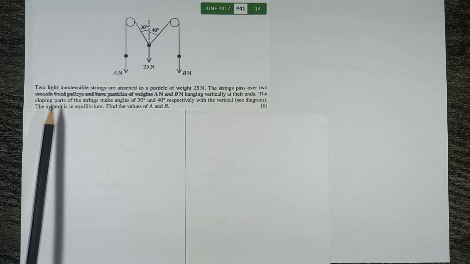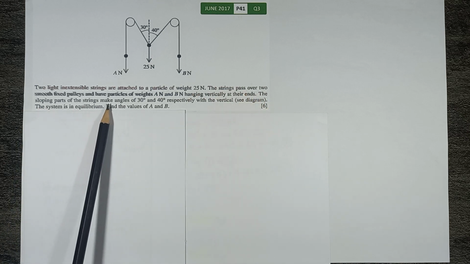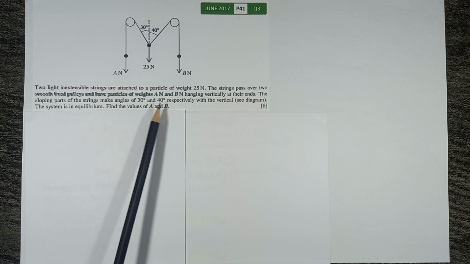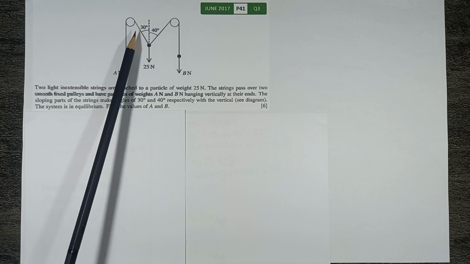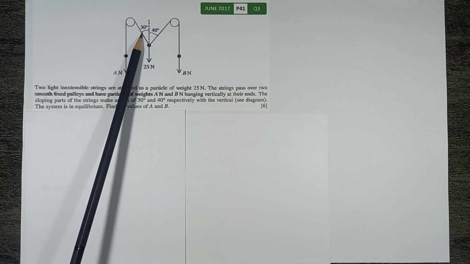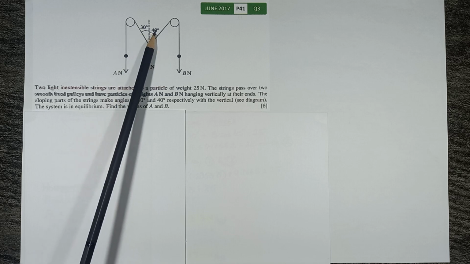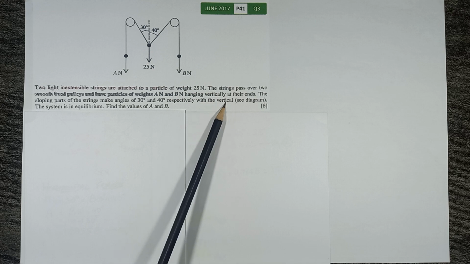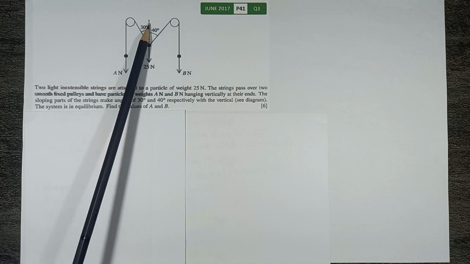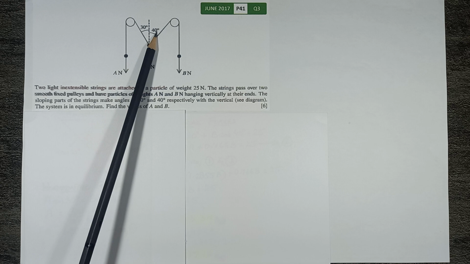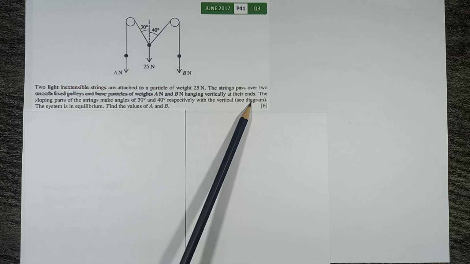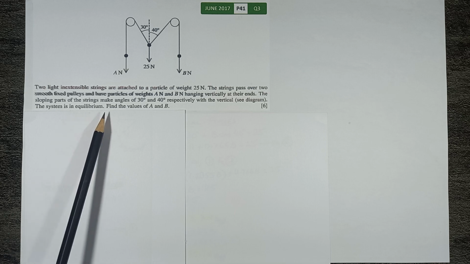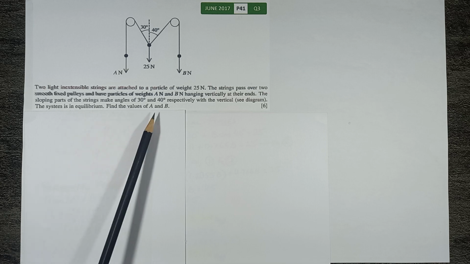The sloping parts of the string make angles of 30° and 40° respectively. As we can see over here, the sloping parts of the strings are making angles of 30° and 40° with the vertical, and this dotted line is the vertical, and these two angles are made with this vertical side. See the diagram, the system is in equilibrium, find the values of A and B.